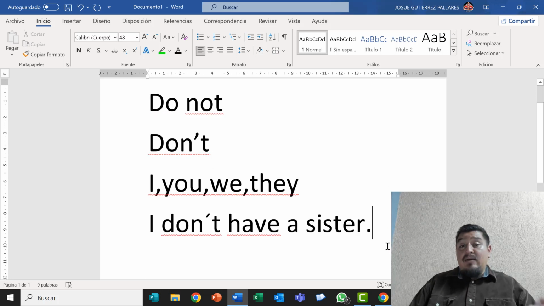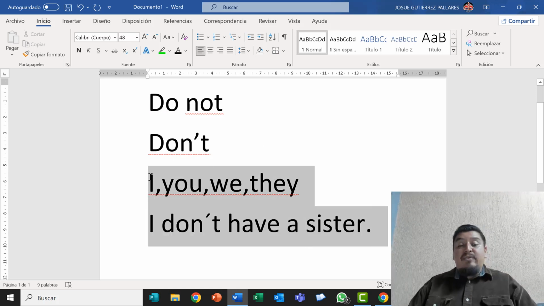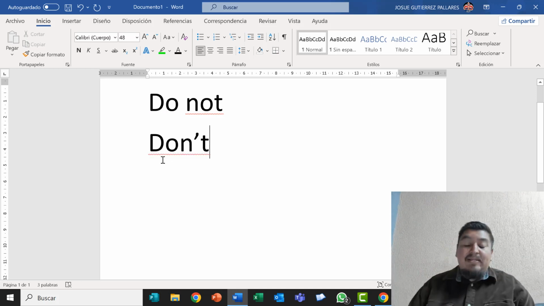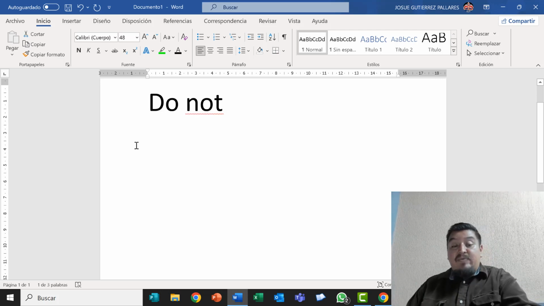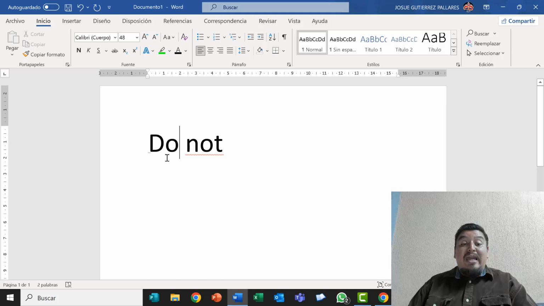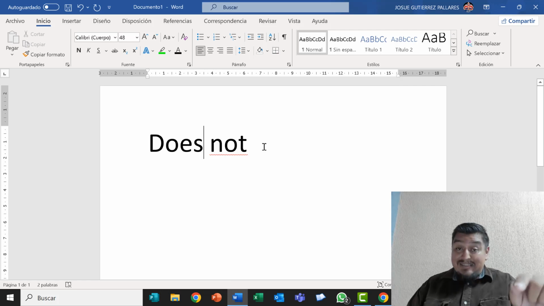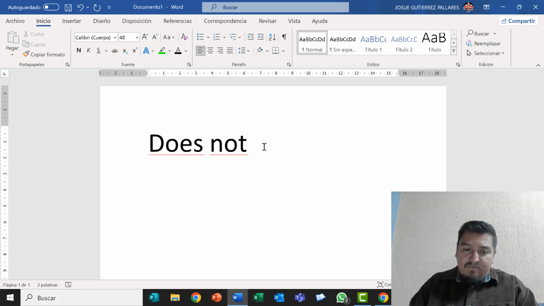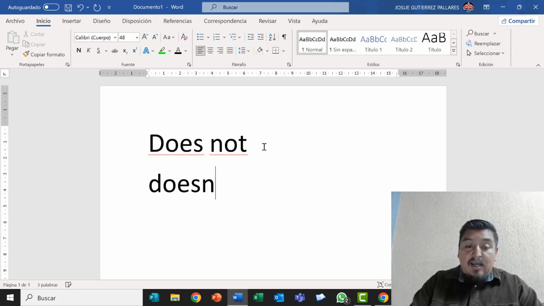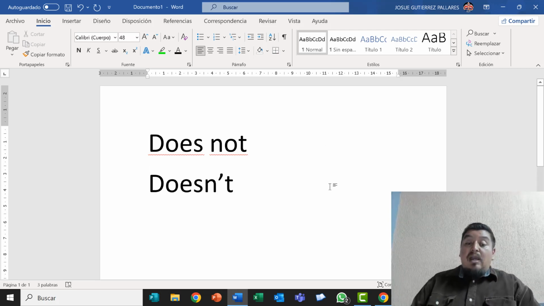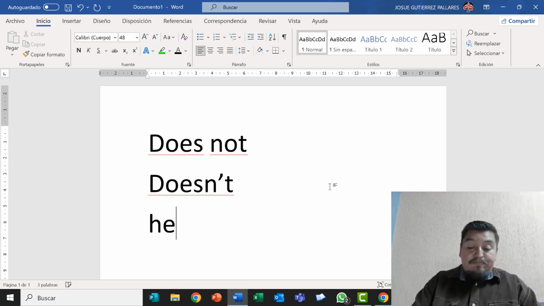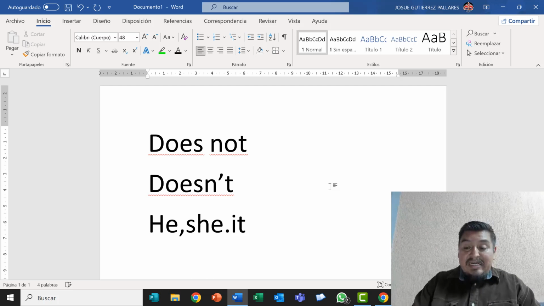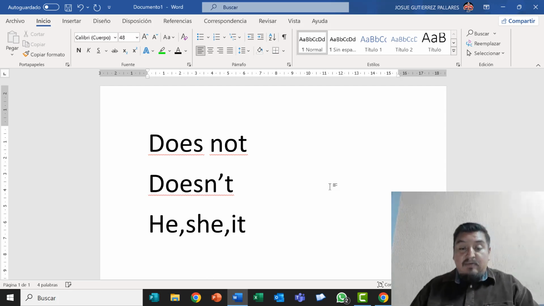¿Qué sucede? What is going to happen with the third singular person? ¿Qué va a pasar con esas terceras personas singulares? Okay, remember rule number 2. Ending verb is O. ¿Recuerdas la regla 2? Si la letra final del verbo es O, so we are going to add ES. Vamos a agregar ES. That's a rule. The contraction of does not is doesn't. And we are going to use it for he, she, and it.